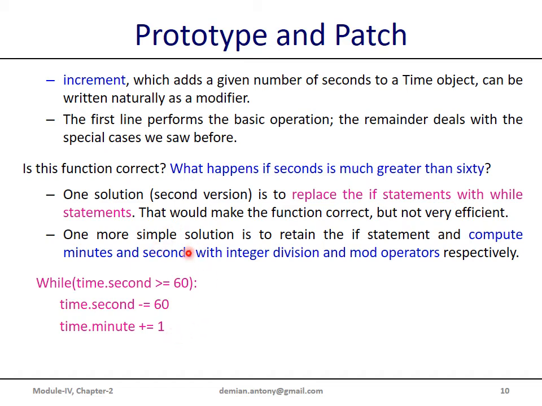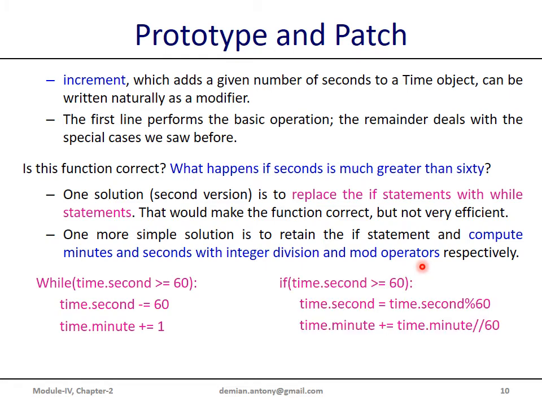What is the second solution? The second solution is we retain the if statements as they are, but compute the minutes and seconds with the integer division and mod operators. We get the minutes by using integer division: the quotient gives the minutes, and we can add that directly to time.minute. The seconds is the remainder after division. So we can use these two operators, integer division and mod. We can combine them, or have two separate statements, and rewrite this code for the seconds as well as the minutes like this.